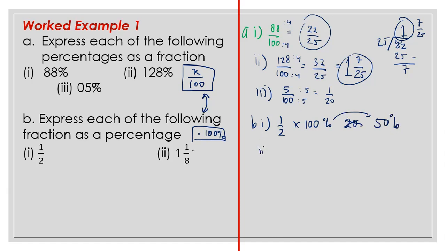How about part 2? This is quite complicated because we deal with a mixed fraction. In order to deal with a mixed fraction, you have to convert it into an improper fraction. 8 times 1, remember, plus 1. That's how you do it, 9 over 8 times 100%.